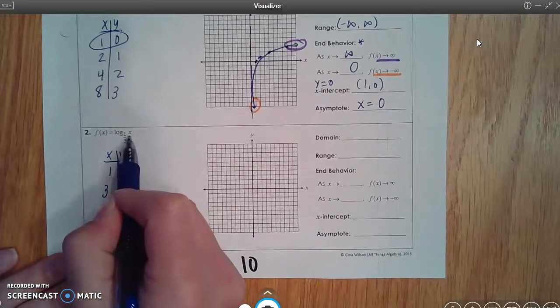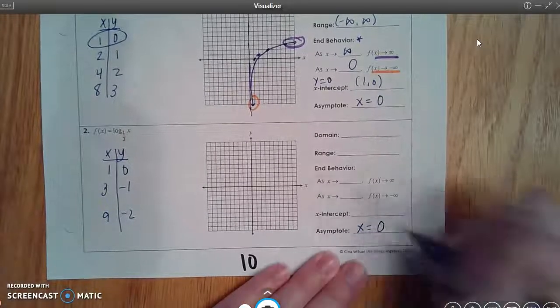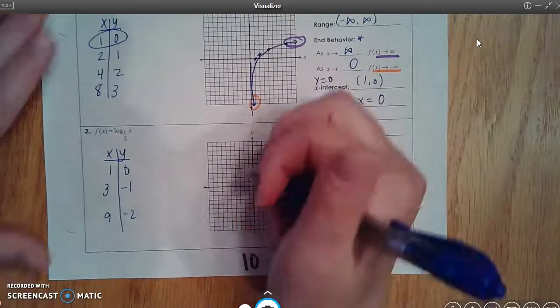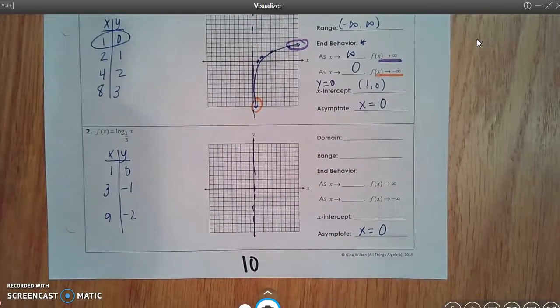There's no parentheses, and if there's no parentheses, that means I'm not adding or subtracting anything. So it means my asymptote's at 0. So let's go through. Once again, it needs to say x equals because it's a line. If you just write 0, then you're telling me it's a number when it's a line. So please include the x equals.